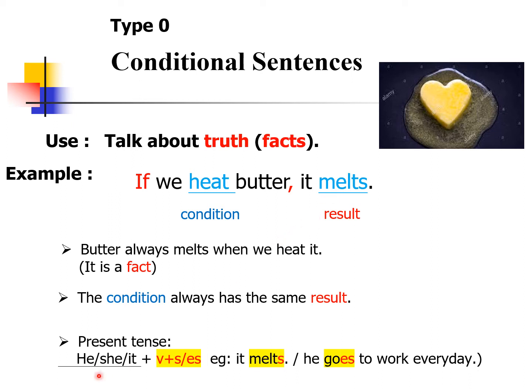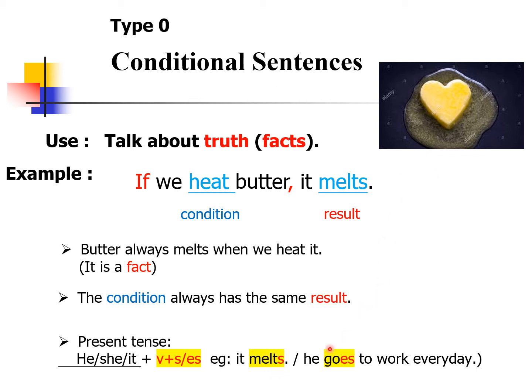Whenever you see present tense with he, she, it, here the subject is it, the verb melt needs an s or es at the end. It depends on the verb. If it is a normal verb in present tense, we just put s. But if the verb ends with o, s or sh, we need to add es at the end of the main verb. This is something you need to pay attention to when you use present tense. With he, she, it, the main verb needs s or es.